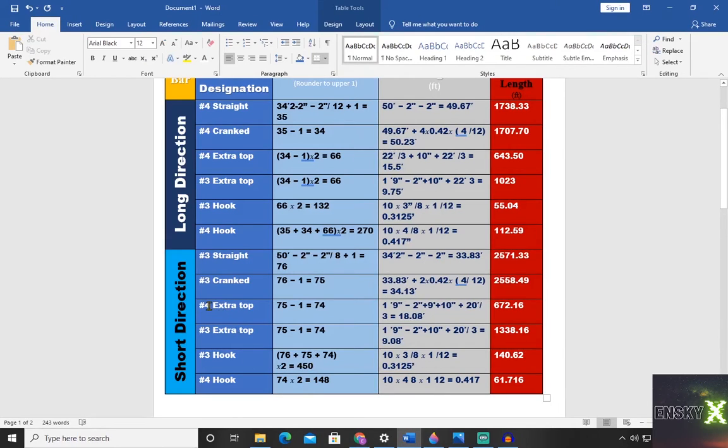Then again the hook 74, because there is just one hashtag 4 hook, which is 74 into 2, 148. Then 10 into 4 divided 8 because of the diameter. Then we are again converting inch to feet. Then we are getting 0.417 feet, and we are multiplying it by 148, and we are getting length 61.716.